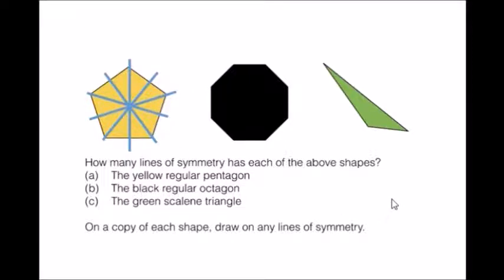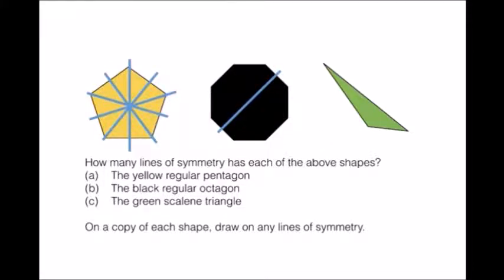The black regular octagon, the point here is it's regular. If these were not regular, you couldn't necessarily do this, and we'll talk about that in a minute. For the octagon, in a similar way, we can go from the middle of this line to the middle of this line to make a line of symmetry where it's exactly the same on either side. And we can do that in the middle of any of the sides.